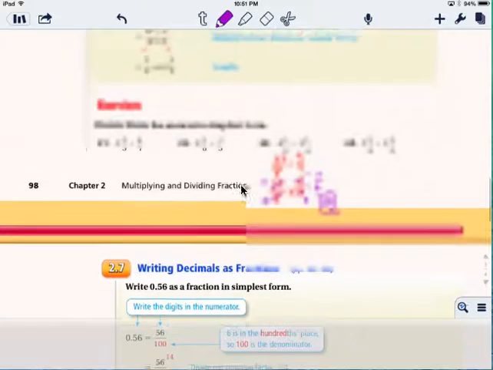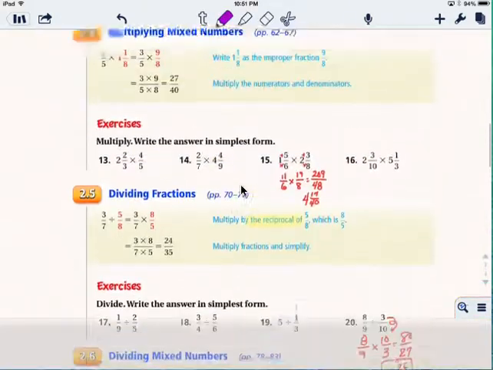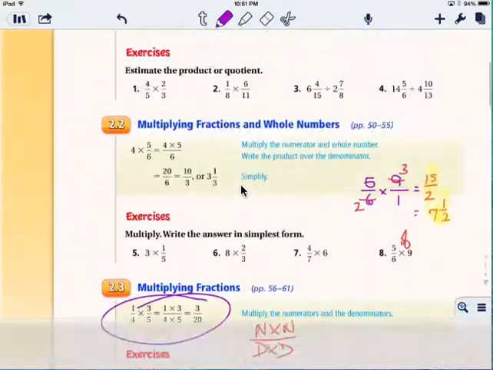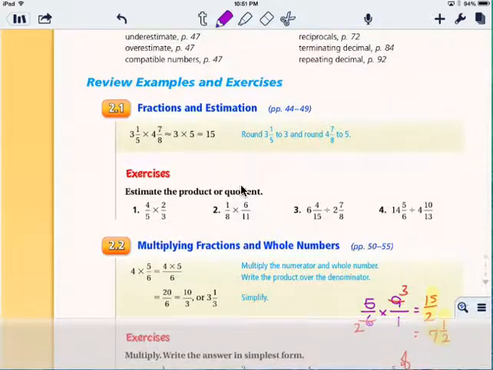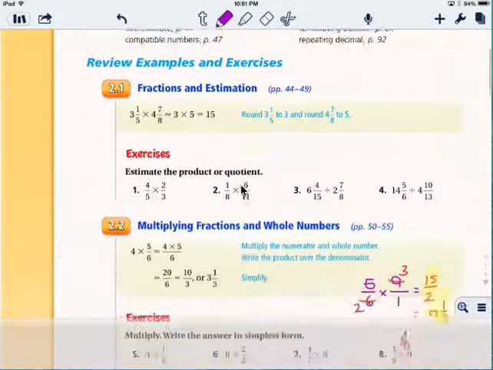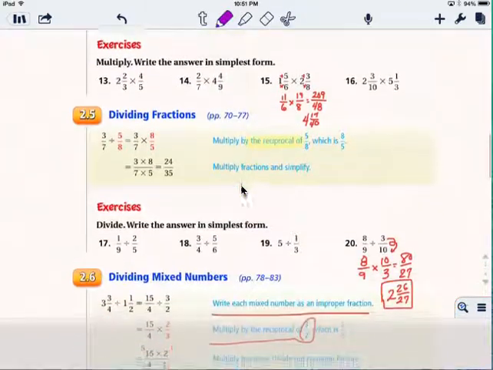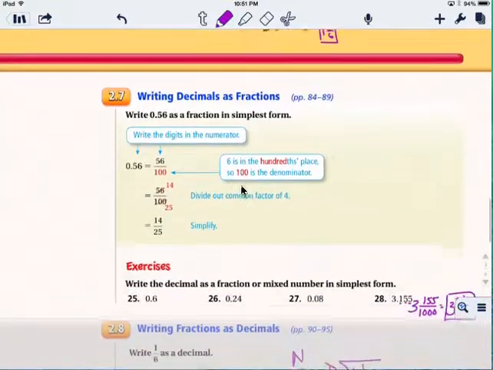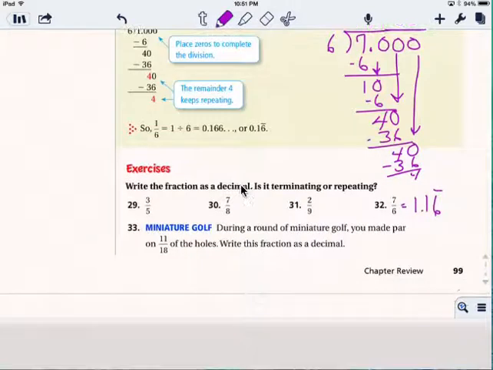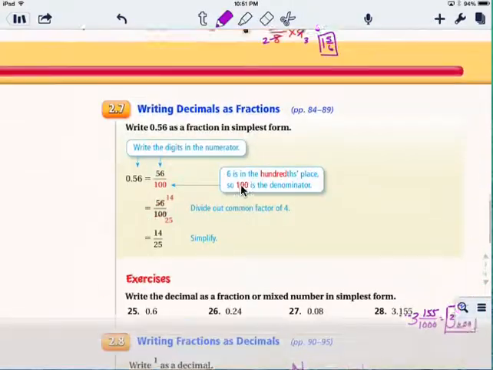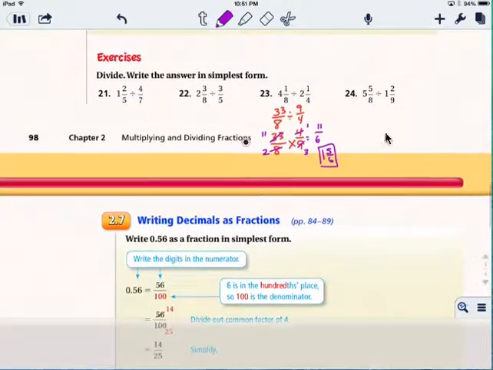So there you go, quick review right from the review section in our book on how to go over multiplying fractions, dividing fractions, converting fractions to decimals, and decimals to fractions. All right, and that's the end of the video, and good luck on the test.